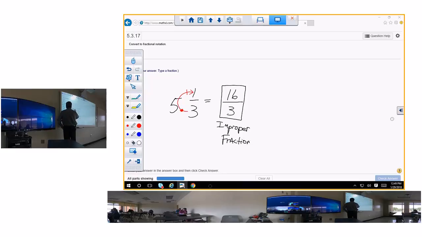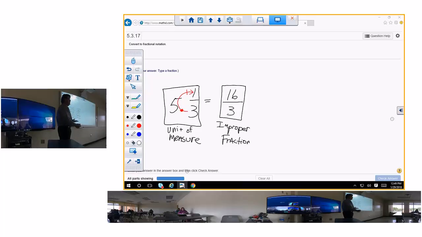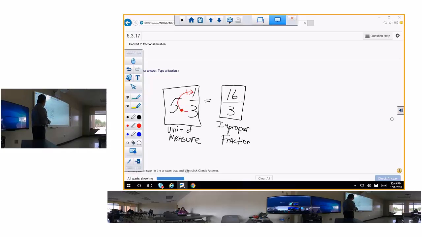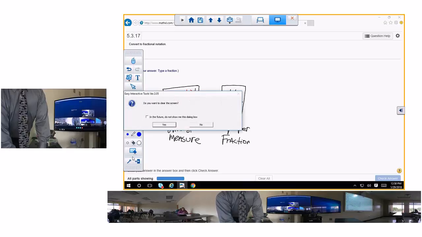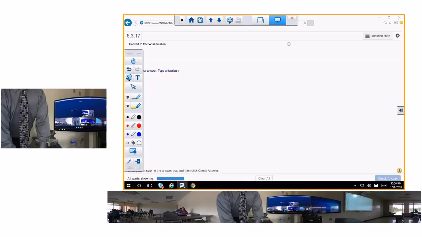And remember, I told y'all, the only time you're going to see this is with a unit of measure, or just the test question or the homework question or whatever starts with it, and they want you to either end with it or they want you to change it. But most of the time, the 5 1/3 is usually when you have a unit of measure. Okay? All right, that takes care of that one, hopefully. Next one.